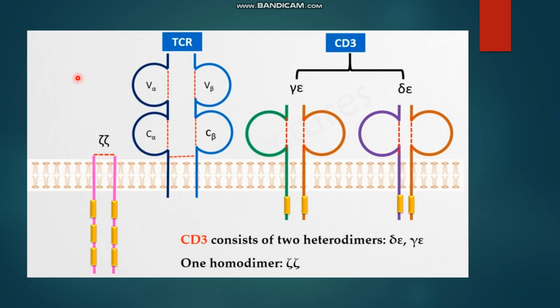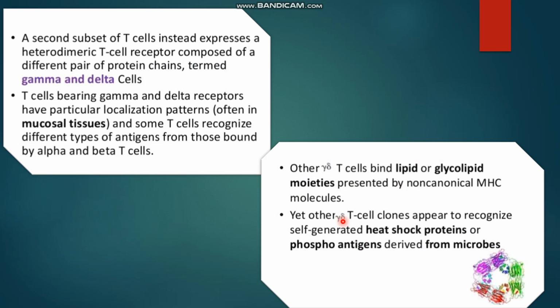Now this is a compact structure. This is the membrane and this is the TCR. Alone it can't function. So there is CD3, having two heterodimer chains, gamma epsilon and delta epsilon, and another, a homodimer, zeta zeta. These all three together function for the signaling of the T cell receptor. When they all combine together, it helps in the functioning of T cells.